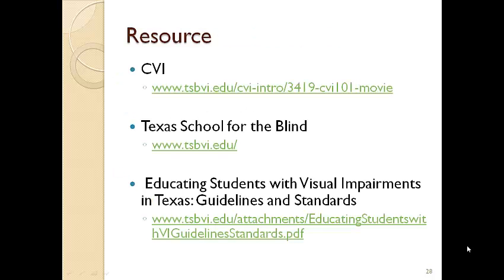And here are some resources that I've listed here, so take a look at that if you need more information about what CVI is, or about the Texas School for the Blind, or what the guidelines and standards are for teaching students with visual impairments in Texas.